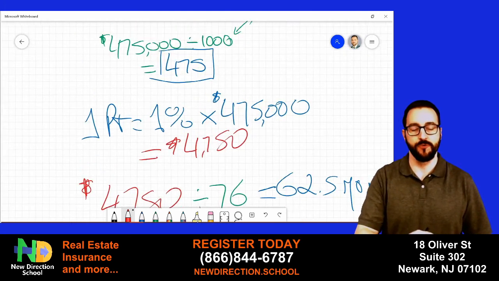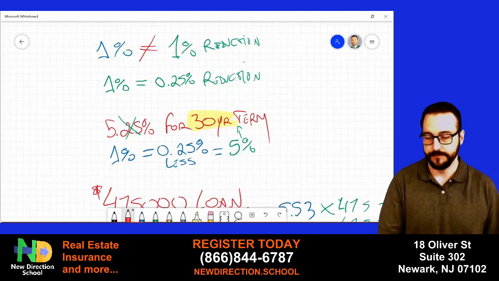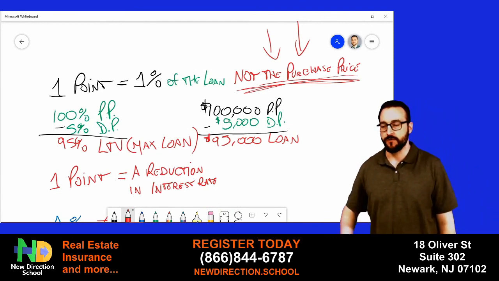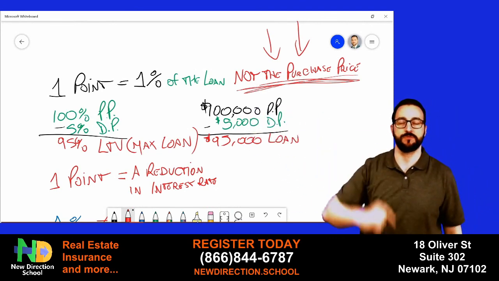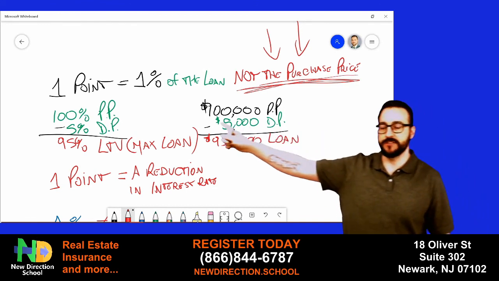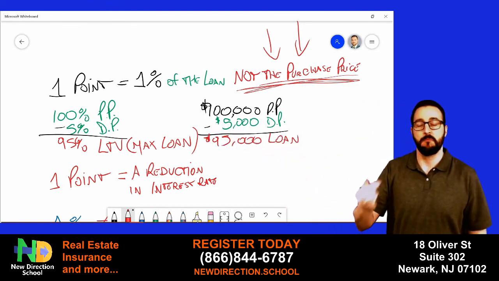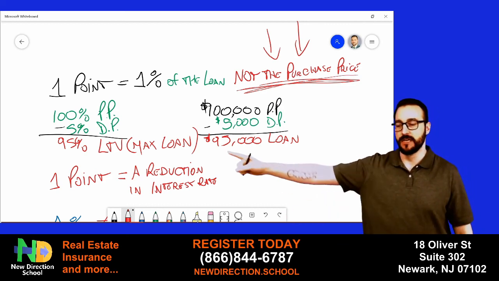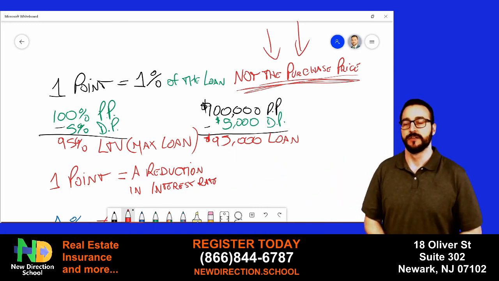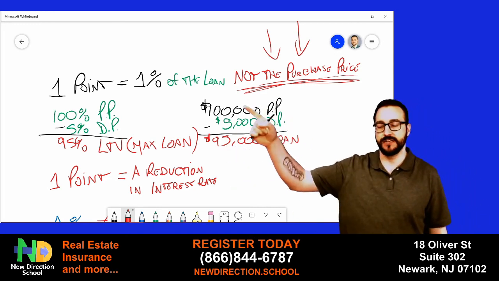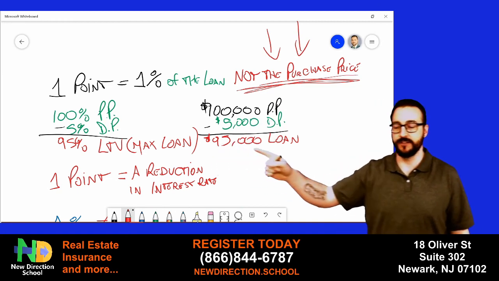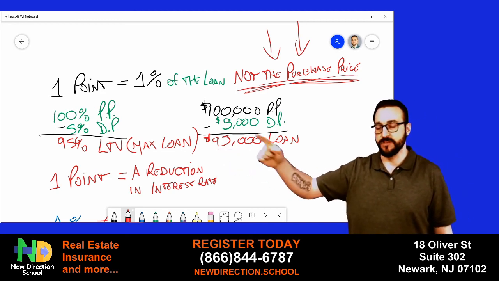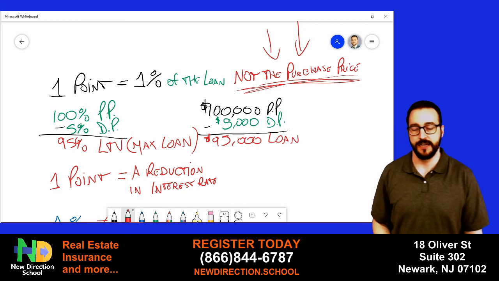So let's recap real quick, and then I'm going to give you 2 more examples. Recap real quick. 1 point equals 1% of the loan, not the purchase price. Okay? Everything is always based on 100% purchase price minus the down payment or minus the LTV. What is LTV? It's the maximum loan they'll give you, as a percentage. So in $100,000, if the LTV is 95, then the loan is 95,000. So per every 100,000, 95. And the down payment is $5,000.